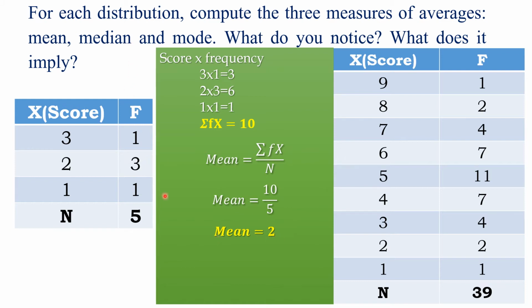And for the median, all we need to do here is to locate the middlemost score, which is 2. That is the median. And for the mode, let's locate the highest number of frequency, and that is 3. And its corresponding score is 2. Therefore, our mode is 2. As you can notice, the values of the averages here are all equal. Now, let's check if it's still the same on the succeeding tables that we have on the screen.